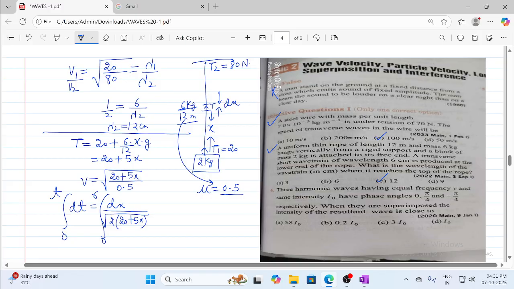Length is given 12. Got it? Here we need the integration. So you can note it down if you want, because a question has been asked. I think it is there, maybe the next page. So this is how you find it.